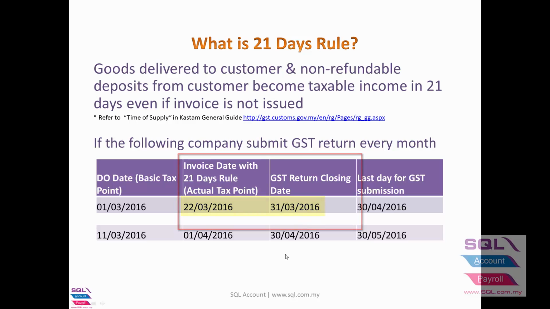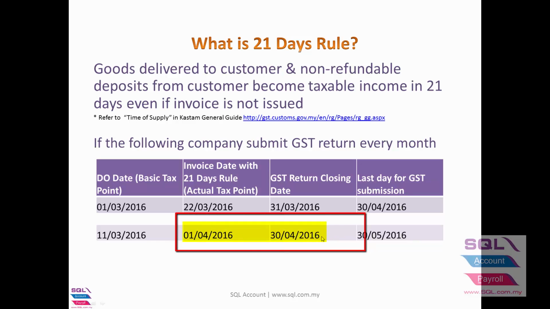The second scenario is also simple and straightforward. DO is issued on the 11th of March and therefore 21 days exact will be the 1st of April, invoice is issued. Invoice in April, GST return also will be in April.